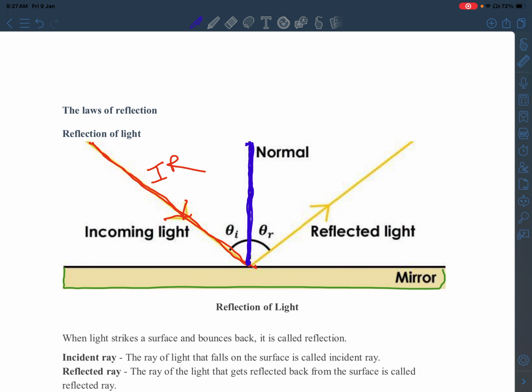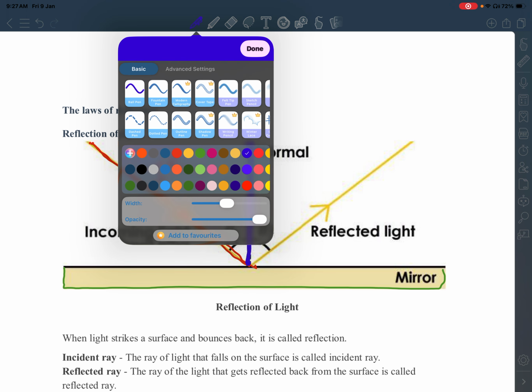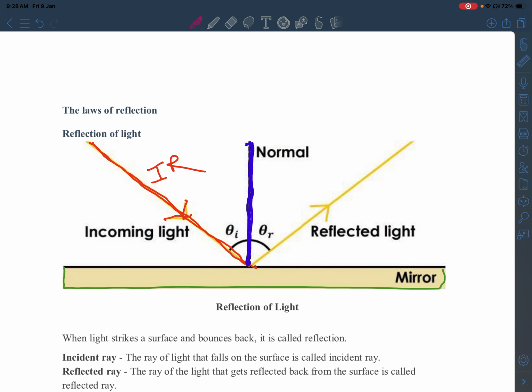So now here you can see that light is coming from the source and strikes over here.